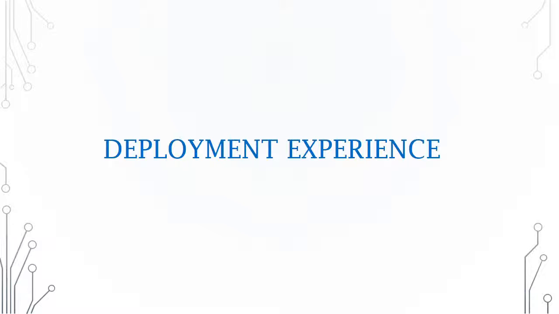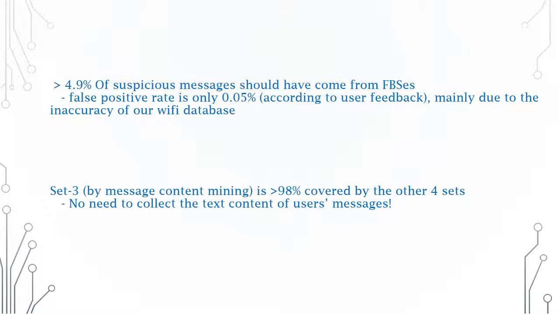Let's now go over the deployment experience. As mentioned earlier, this paper not only designed and implemented, but also deployed this proposed method in the real world by tapping into Baidu's phone guard app, which consists of about 100 million users, and the deployment experience was also captured in this paper. Based on the five methods described earlier, more than 4.9% of suspicious messages were identified as coming from the fake base stations. The false positive rate is only 0.05%, and this is based on user feedback, mainly due to the inaccuracy of our Wi-Fi database.